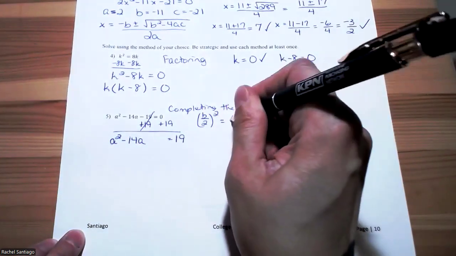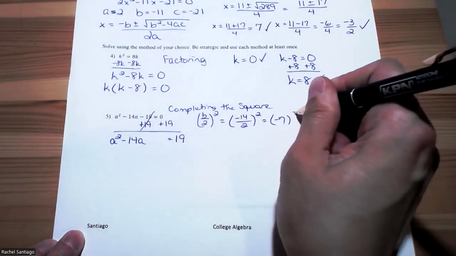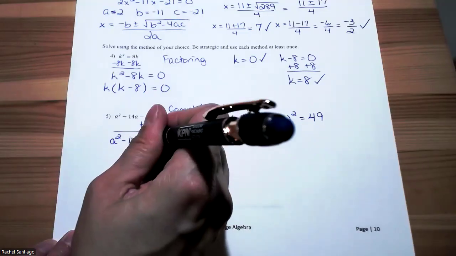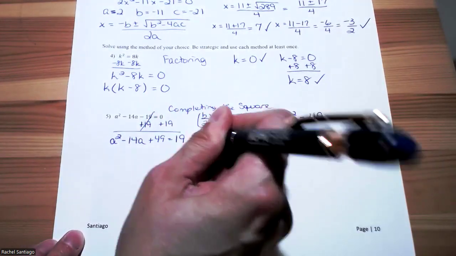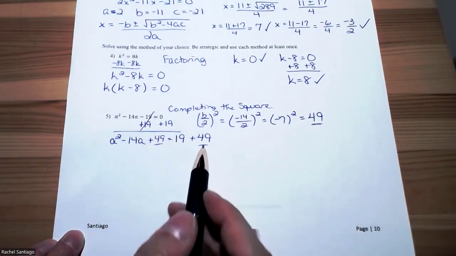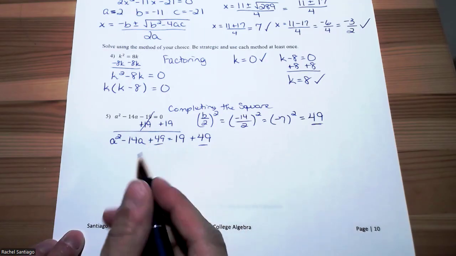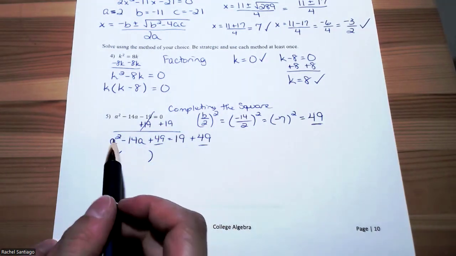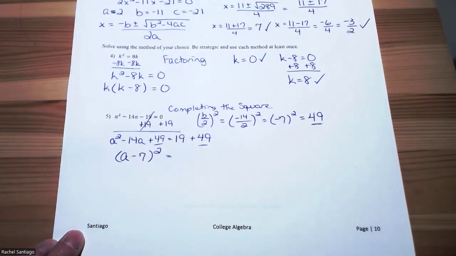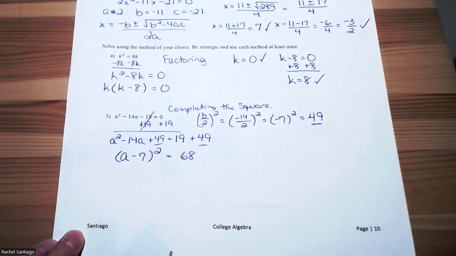B is a negative 14. So we want to cut negative 14 in half. That's going to be negative 7. And negative 7 squared is a positive 49. We recall our result will always be positive. Okay, I went ahead and added it to both sides, right, to keep the equation balanced. So now I can express this perfect square trinomial as the square of a binomial. And that's going to be (a minus 7) squared is equal to 19 plus 49, which is going to be 68. Beautiful.